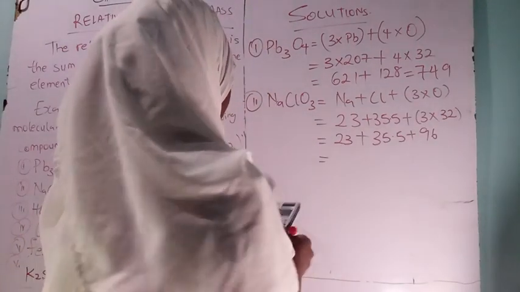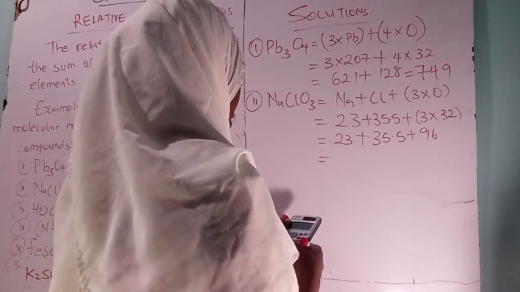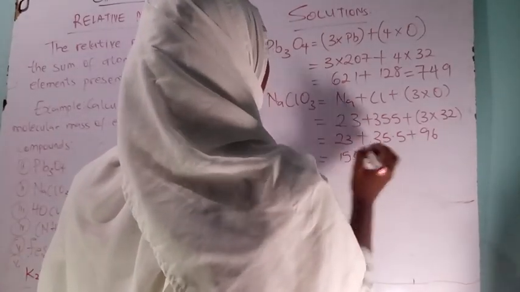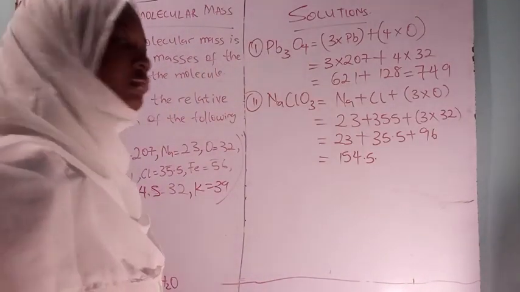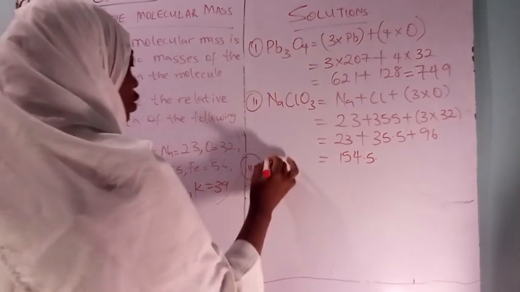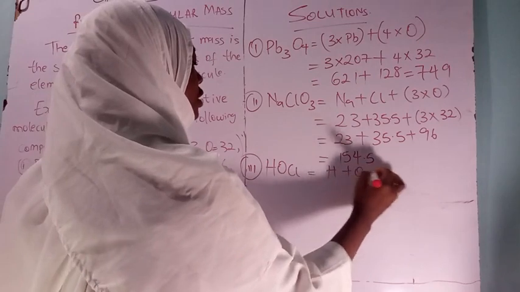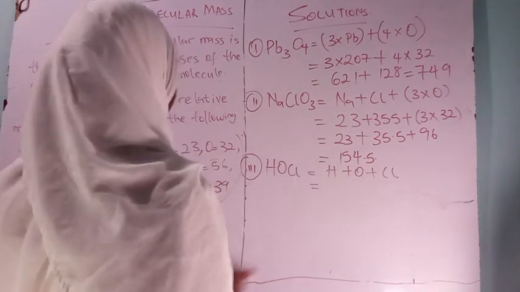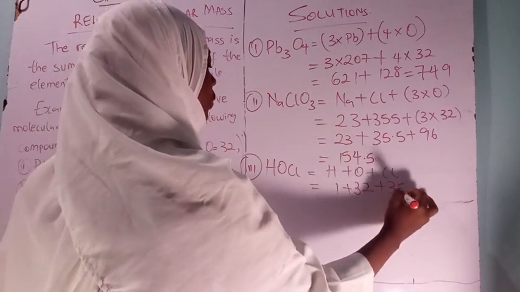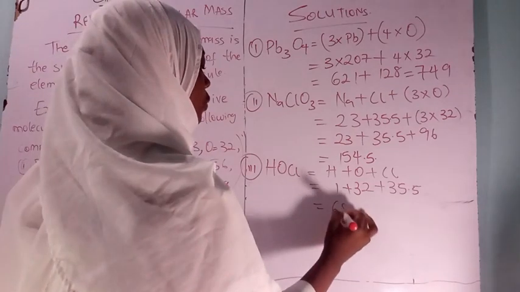Now let's add this up. 96 plus 35.5 plus 23, 154.5. 3. Chlorine hydroxide. All hydrogen, oxygen, chlorine. That gives us 1 plus 32 plus 35.5. It is 68.5.